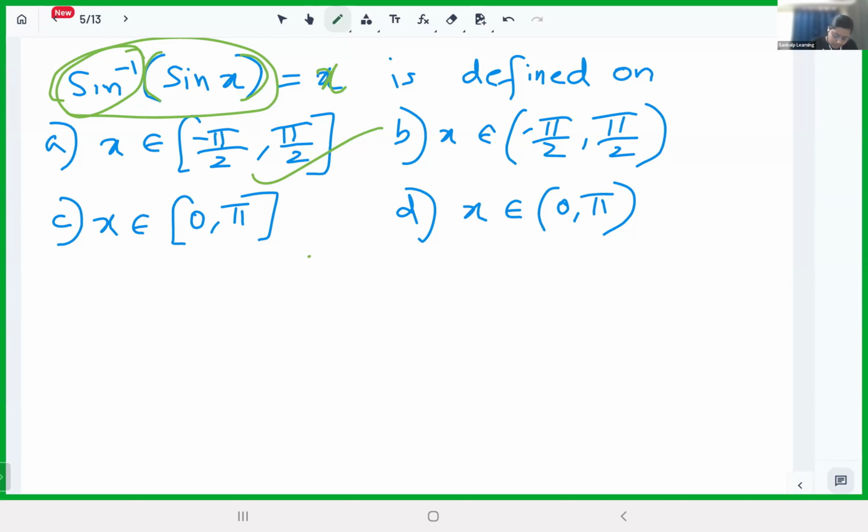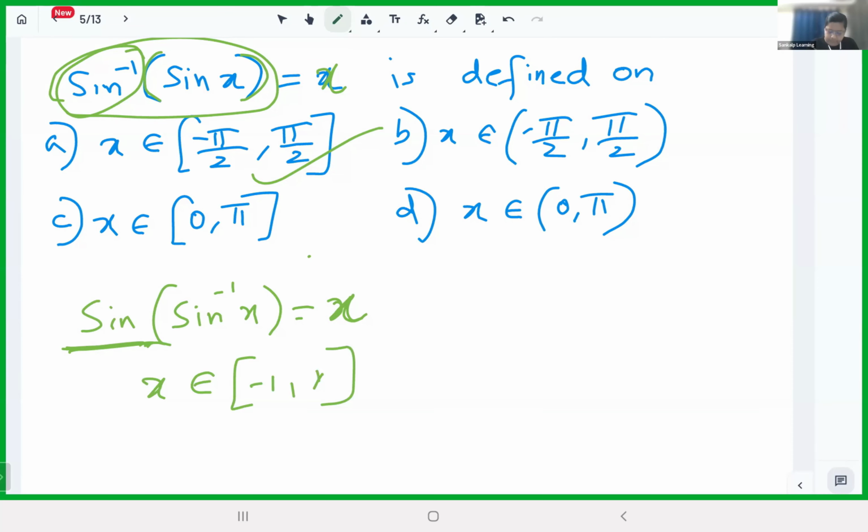Now this question may be asked like this also: sine of sine inverse x is equal to x, and they will ask where x belongs. Here we are talking about the function sine, so what is its range? We know the range of the sine function is the closed interval minus 1 to 1, so x should definitely belong to minus 1 to 1. Now we are moving on to the next question.